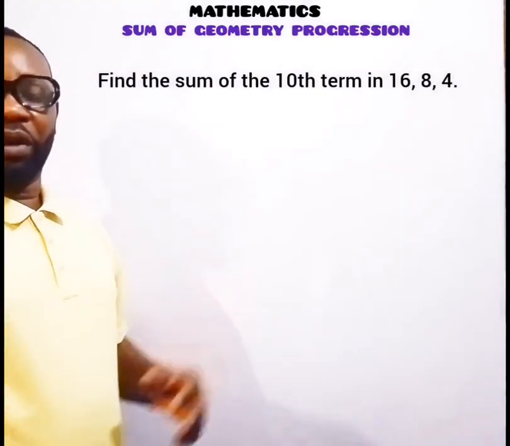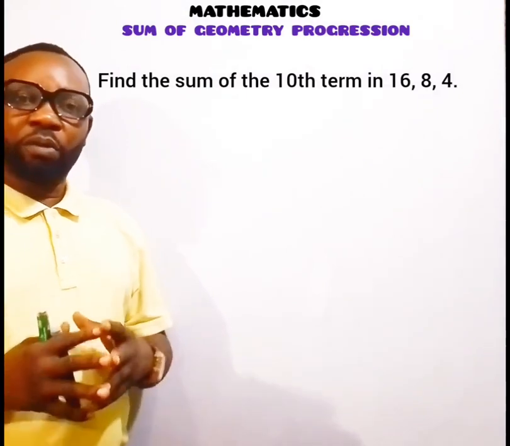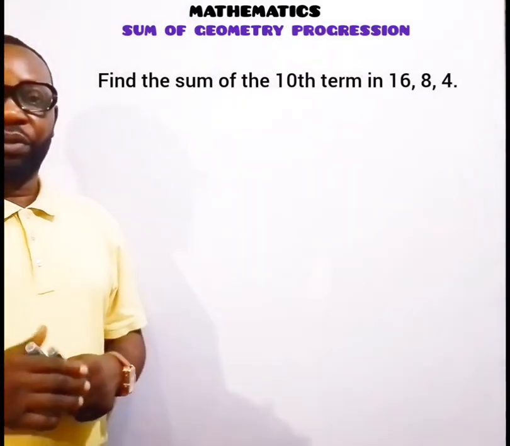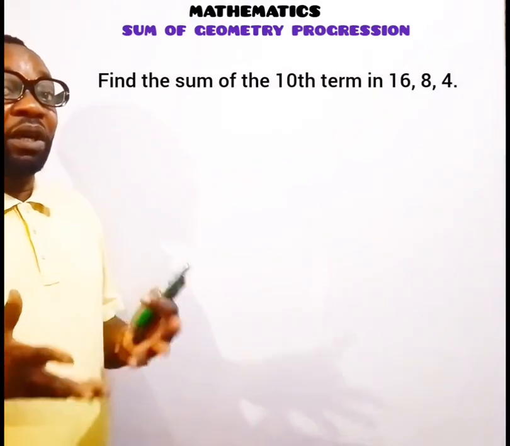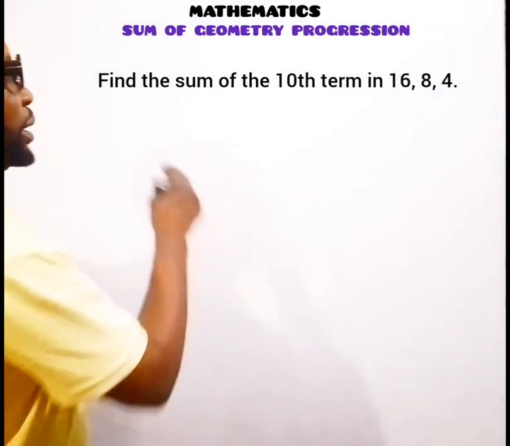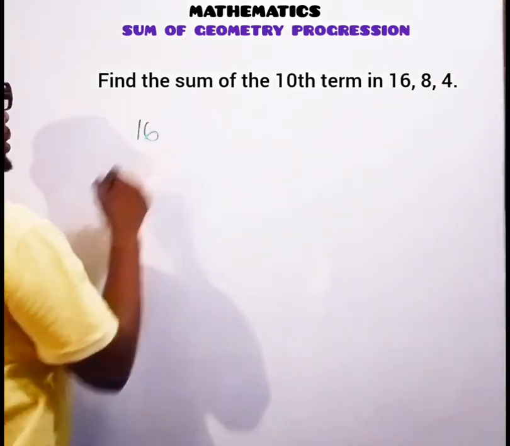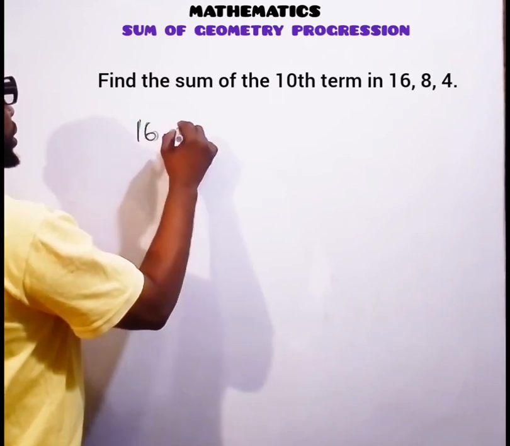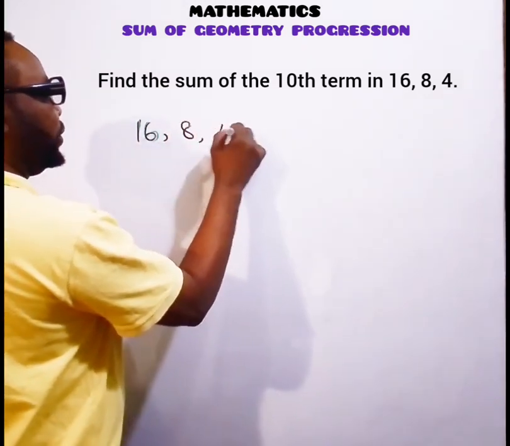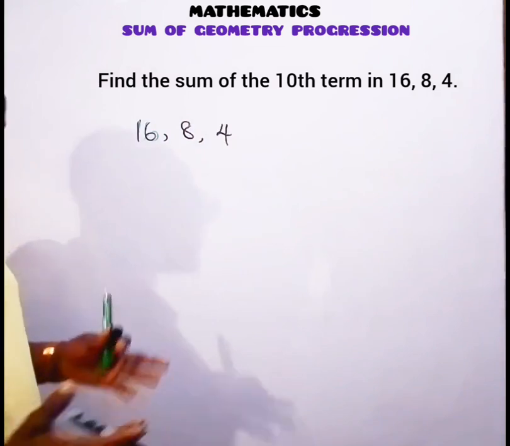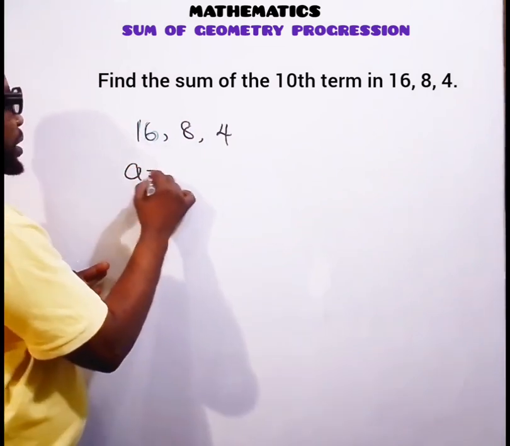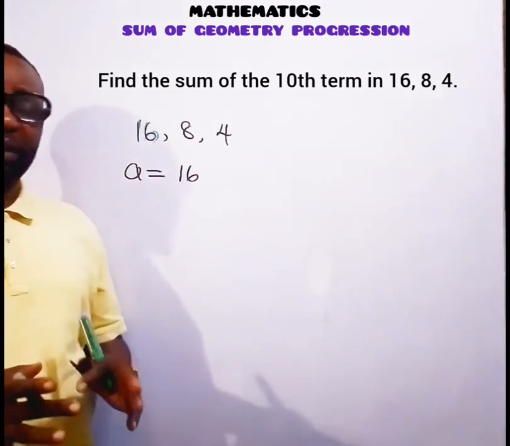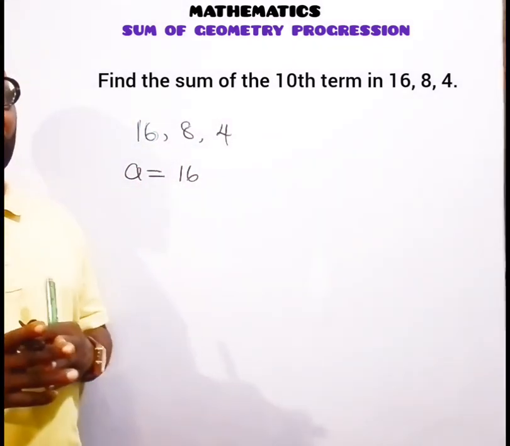As a question, we are asked to find the sum of the 10th term of this geometric progression. Ordinarily, the terms are given to us. The terms are 16, 8, and 4. Those are the terms given to us. And we have a equal to 16. That is, our first term is equal to 16.